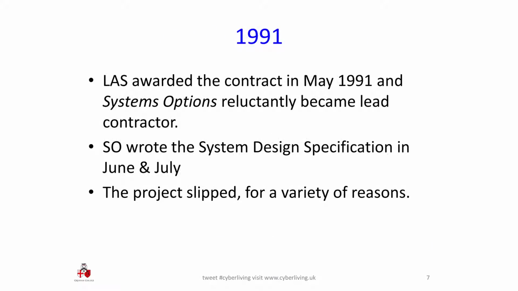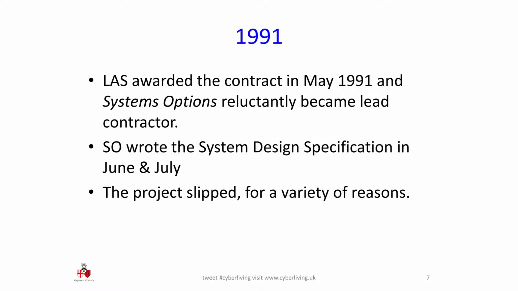So the contract was awarded. Systems Options, somewhat reluctantly, became the lead contractor. They hadn't expected to win this bid, which is why they didn't put as much work into it as they might have done. But Apricot insisted that Systems Options were to be the lead contractor. And so they got on, they wrote the system design specification.